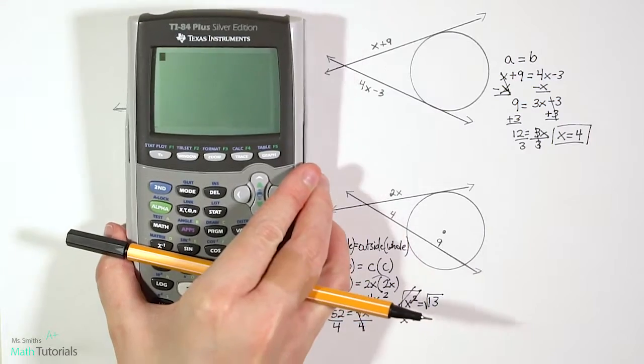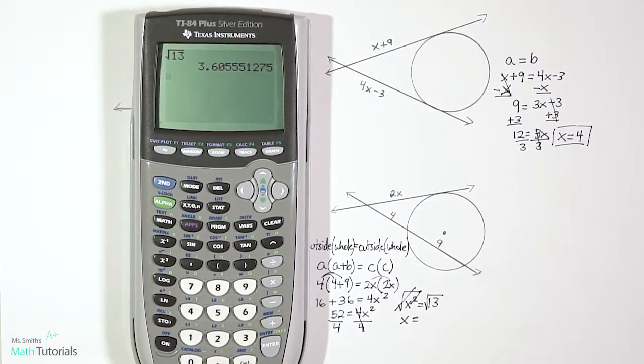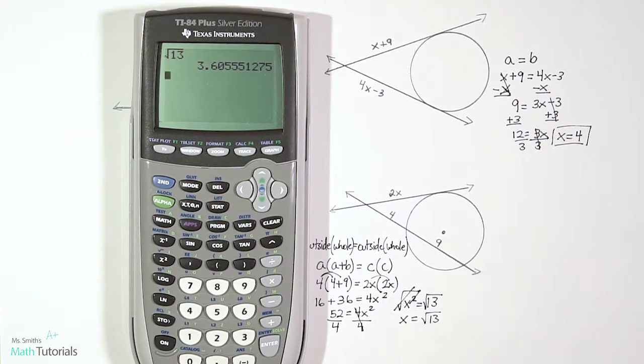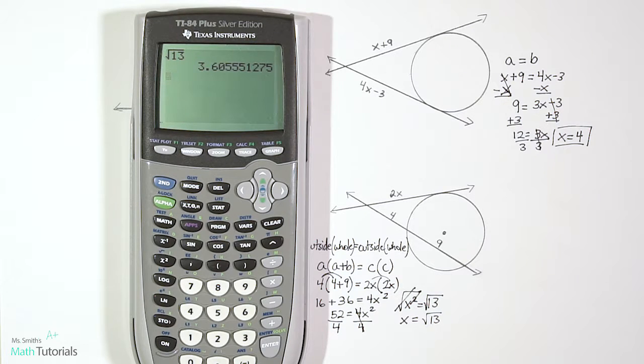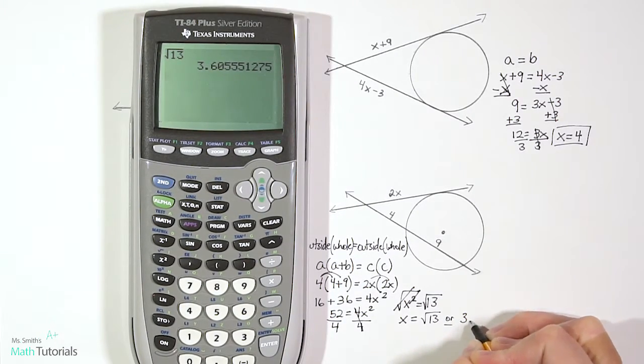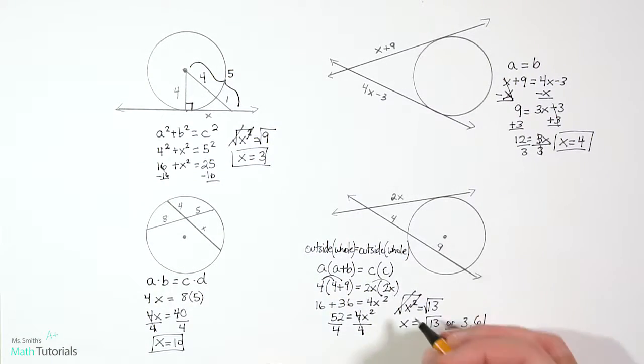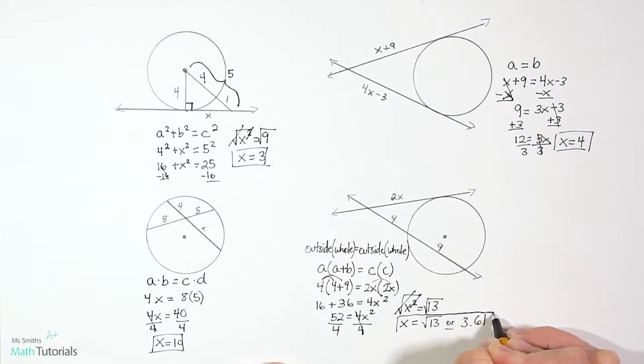But when you have a square root of 13, and we try to put that in, notice I get a decimal. So you've got a couple options. If your teacher or the question says leave it as a simplified radical, then you would just say x is square root of 13. We can't break 13 down anymore. Or if they said write your answer as a decimal, then we would just say 3 point, and let's just call it 61. So x is either the square root of 13 or approximately 3.61.